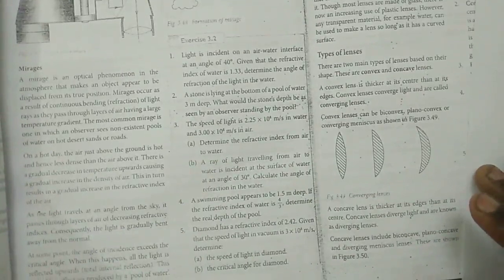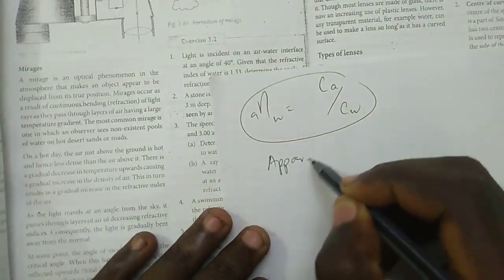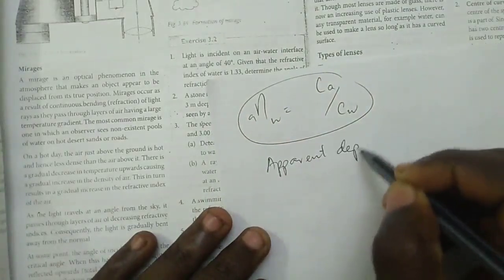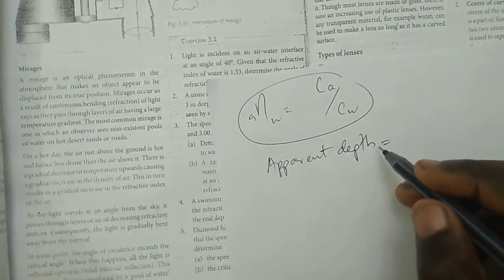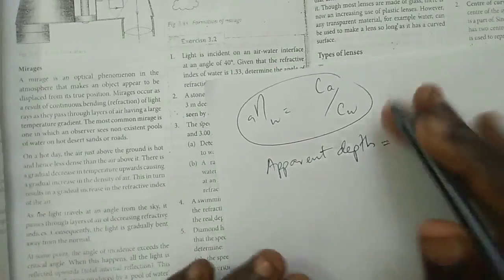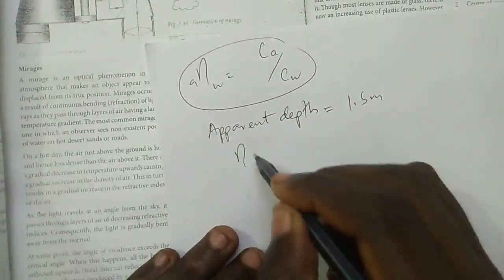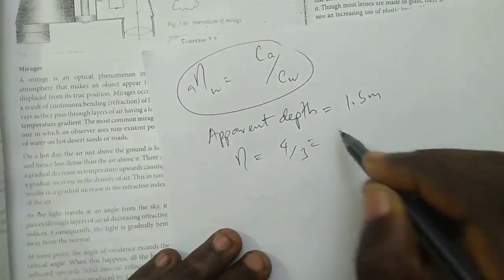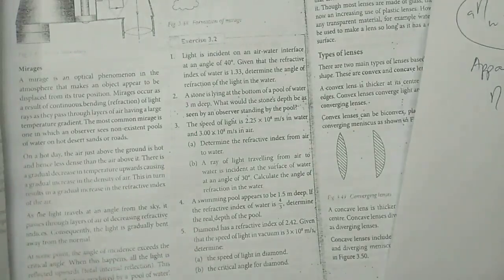A swimming pool appears to be 1.5 meters deep. Appears to be, manake ni apparent depth. Ukishasikia appears to be, apparent, manake inaonekana iko hivyo, lakini it's not actual. So appears to be 1.5 meters deep. If the refractive index of water ni 4/3, refractive index is equal to 4/3, au 1.33, is the same thing. Then determine the real depth of the pool.